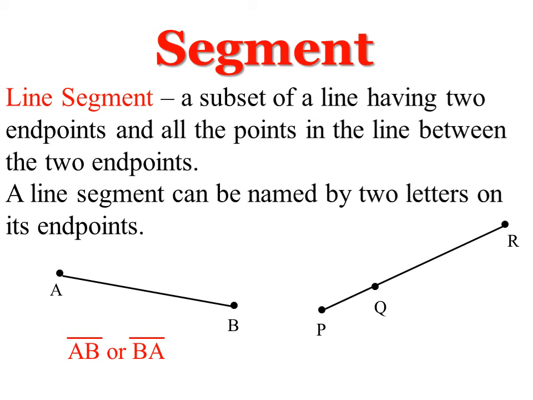Okay, let's check your guess. Let's identify the line segments that are formed in this figure. The first one is line segment PQ or QP. Can you see the line segment? Then we have QR or RQ. And we also have line segment PR and line segment RP. So, there are three line segments that you can see in the figure. Okay?